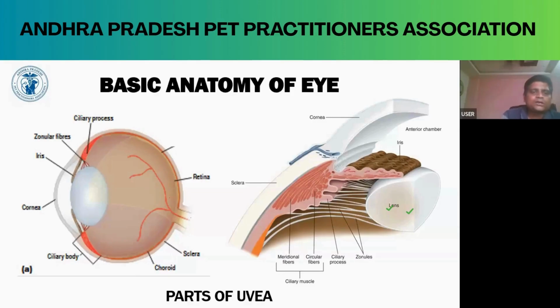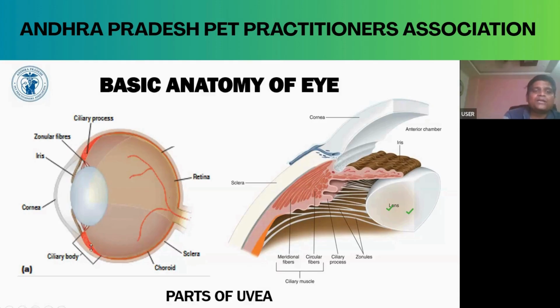Then coming to the ciliary body. The ciliary body contains the ciliary processes. From the ciliary processes, you will observe the zonular fibers. These zonular fibers hold the lens. Whenever there is damage to these zonular fibers, the lens will be luxated, either anterior or posterior depending upon the force.